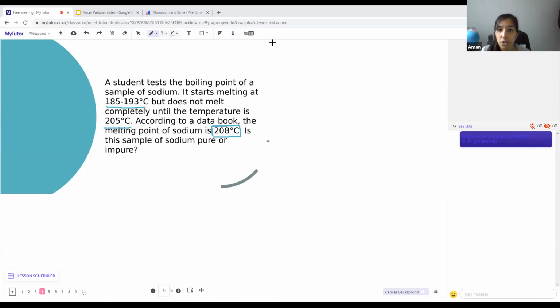This is an exam style question. This is just to show you what they might ask you about purity. Okay, any questions about that at all? Does anyone want me to go over anything about purity again, or are we happy with that?